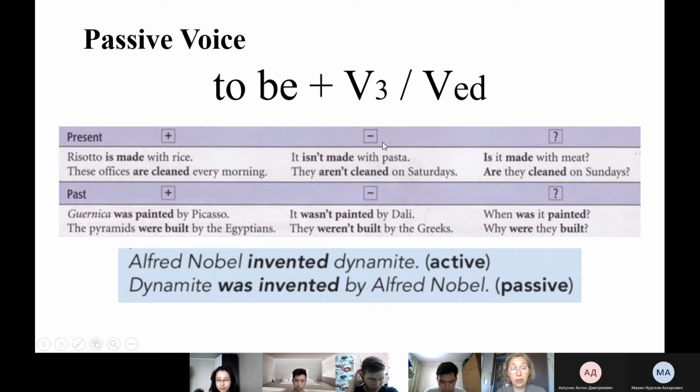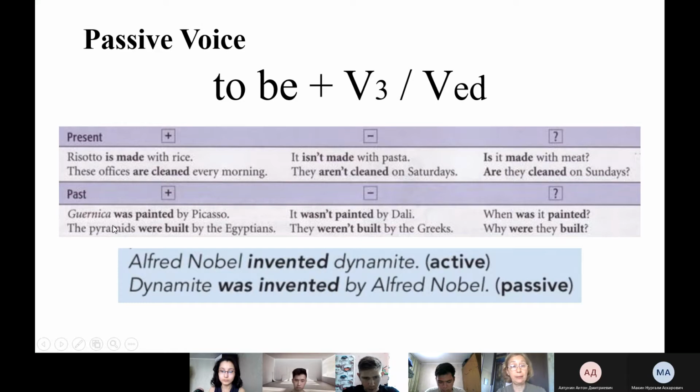As for negative sentences, отрицательные предложения, we add not to the verb to be. Добавляется частица not к глаголу to be. It isn't made with pasta. Это не сделано из макарон. Or they aren't cleaned on Saturdays. Они не убираются по субботам. Okay? Кабинет имеется в виду. And the question is also made: we move the verb to be to the first place, before the subject. Вспомогательный глагол to be перемещается на место перед подлежащим. Is it made with meat? Or are they cleaned on Sundays?